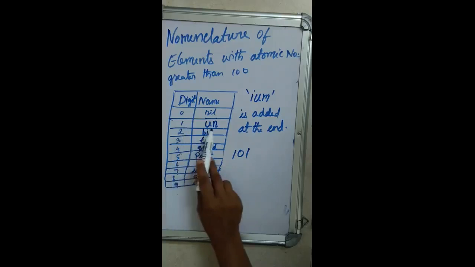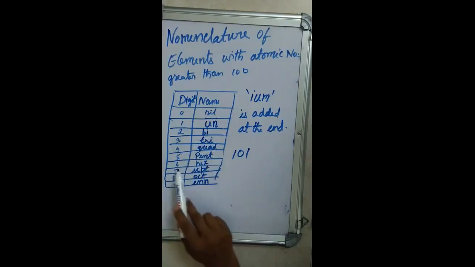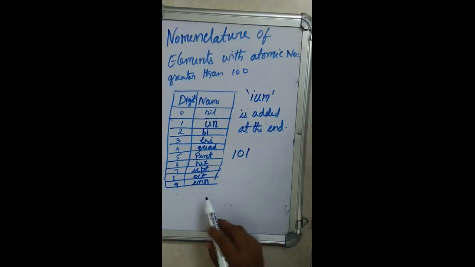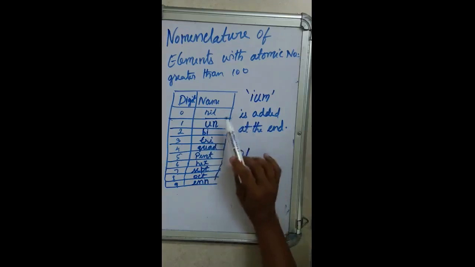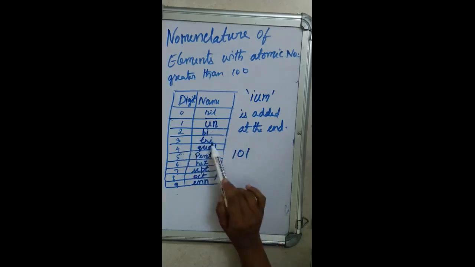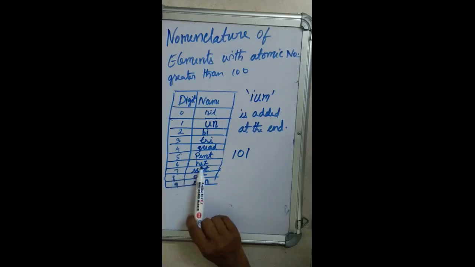0 means nil, 1 means un, 2 means bi, 3 means tri, 4 means quad, 5 means pent, 6 means hex, 7 means sept, 8 means oct, 9 means en. It is already given in the notes. Please check it once, because I think somewhere I made a mistake in the notes. So I will repeat it again: 0 nil, 1 un, 2 bi, 3 tri, 4 quad, 5 pent, 6 hex, 7 sept, 8 oct, 9 en. So this is the list you should recall.